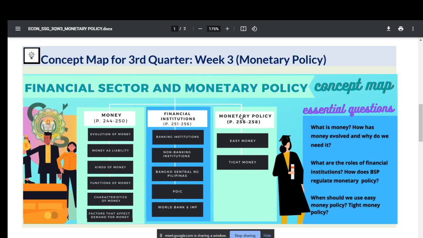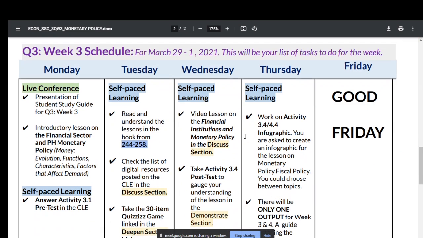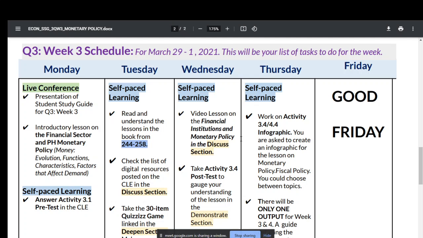And for financial institutions and monetary policy, teacher will just give you a video on the CLE, which you could watch on YouTube as well. And kapag hindi masyadong maintindihan, meron din tayong mga resources na inilagay. Ayan. For our schedule for this week, we're going to discuss the introductory lesson on financial sector and Philippine monetary policy. So our discussion for this week will revolve on money, the evolution, functions, characteristics, and factors of money.